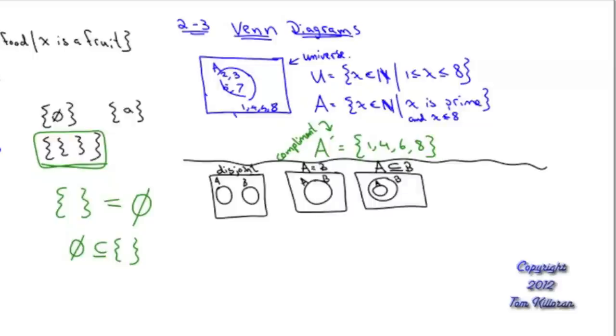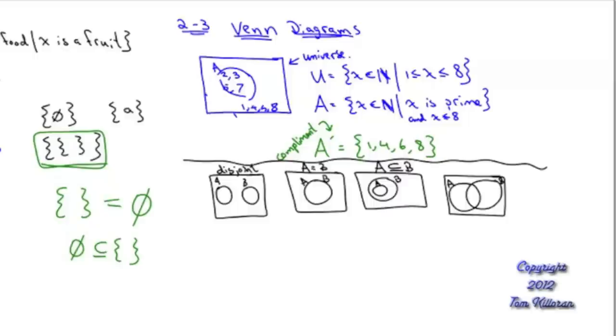The last possible setup. I think I've covered most of them, right? They're nothing in common, everything is in common, some of it's in common. But all of A is inside of B, but that's not always true. It's possible that you have just a little bit of A sharing a little bit of B. Now this one, this would be A, this would be B. This covers everybody. This covers the first case, the second case, and the third case, and itself.